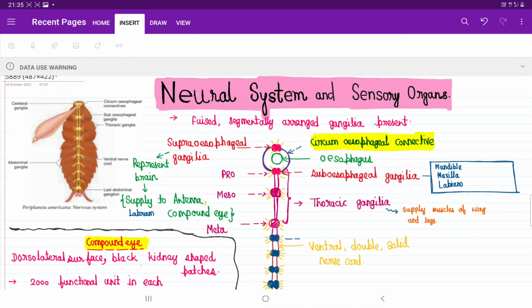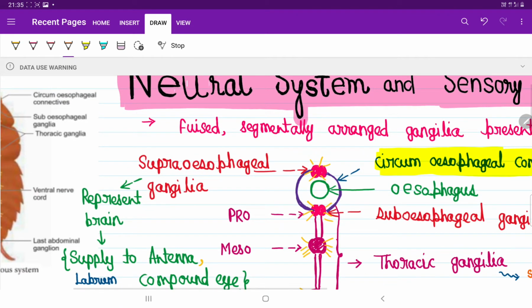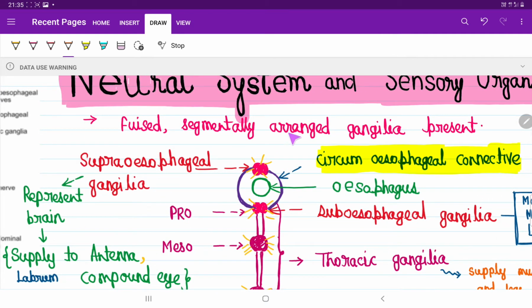Namaskar. In this video, we will discuss the neural system and sensory organs of the cockroach. Yes, the cockroach neural system and sensory organs we'll see. The cockroach neural system consists of fused, segmentally arranged ganglia.